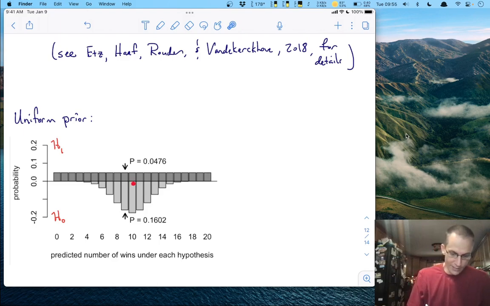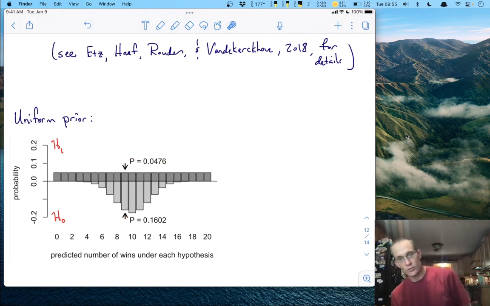The most likely data that you would observe is this one right here. And then these arrows represent the data we actually observed. Remember, we observed 9 successes in 20 trials. So this tells me the probability of observing that data up here under H1 is 0.0476. The probability of observing that data under H0 is 0.1602.